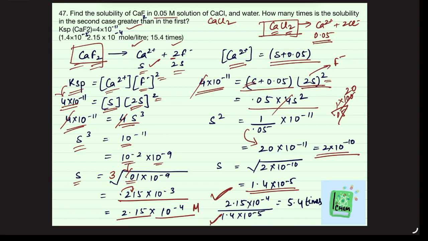So comparing the solubility means dividing the solubility of calcium fluoride in water by its solubility in a solution of calcium chloride. The solubility in water is 5.4 times greater than that in calcium chloride.